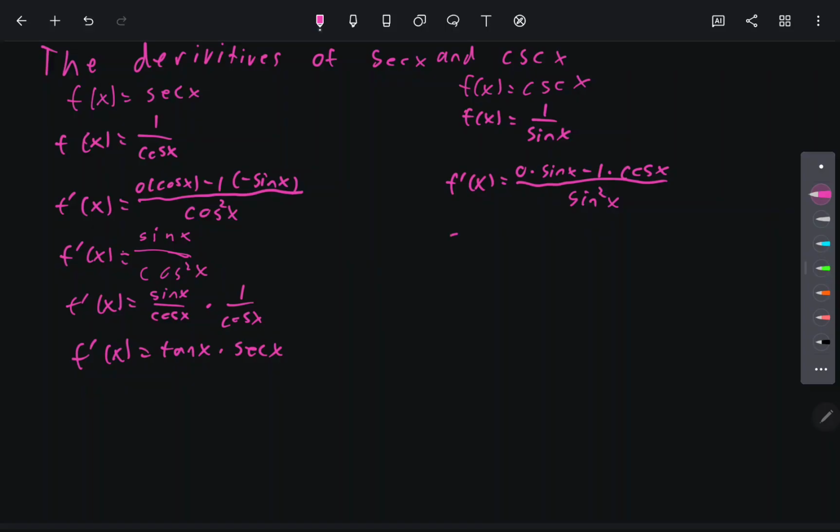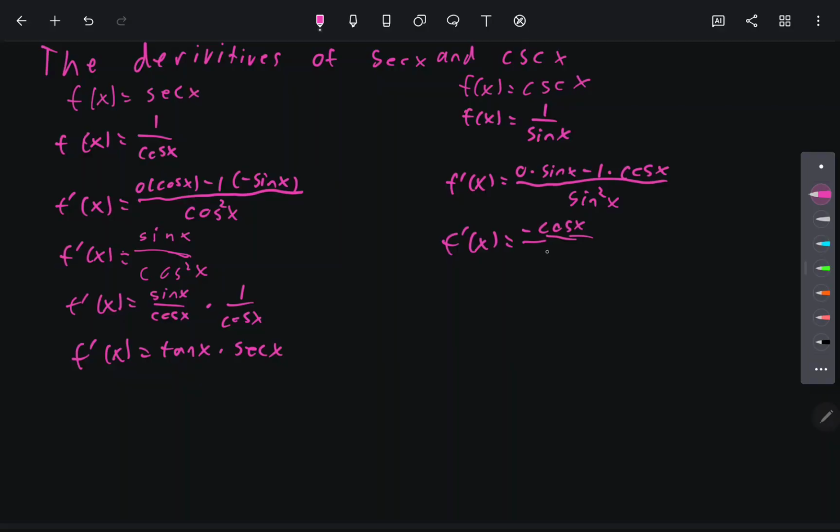squared. So, let's see, we're going to get f prime of x is equal to negative cosine of x over sine squared of x.